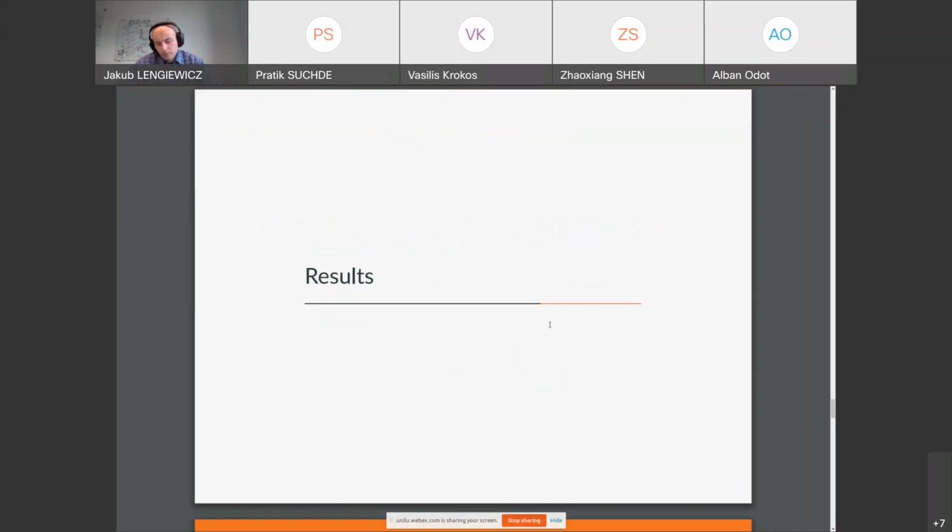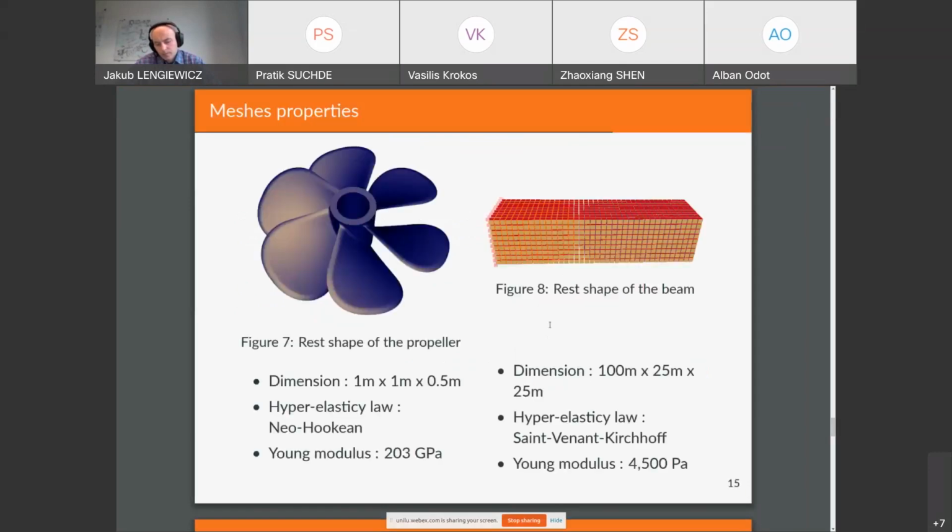So now in terms of results, we will use those two models. On the left, we have a propeller that is 1 meter by 1 meter by 1 meter, of 0.5 meter. And this one is a 100-meter long beam, 25 by 25 meter, with a very different hyperelasticity law and Young modulus.